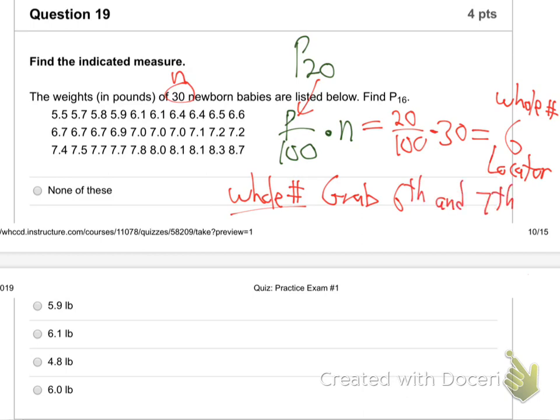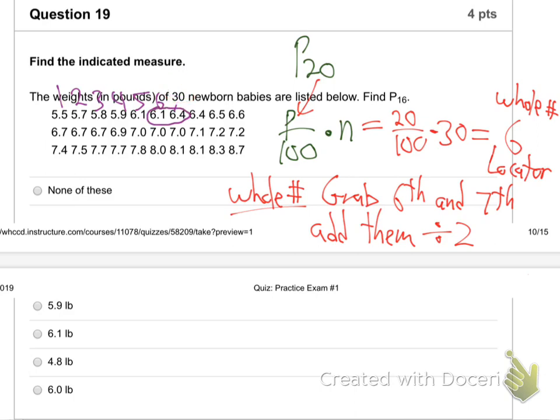That's what I say in the description. Little different deal. Add them and divide by 2. In other words, average them. Go grab the 6th number and the 7th number, add them and divide by 2. It's right between the 6th and 7th number. So let's go find the 6th and 7th numbers: first, second, third, fourth, fifth, 6th and 7th. It's those two.